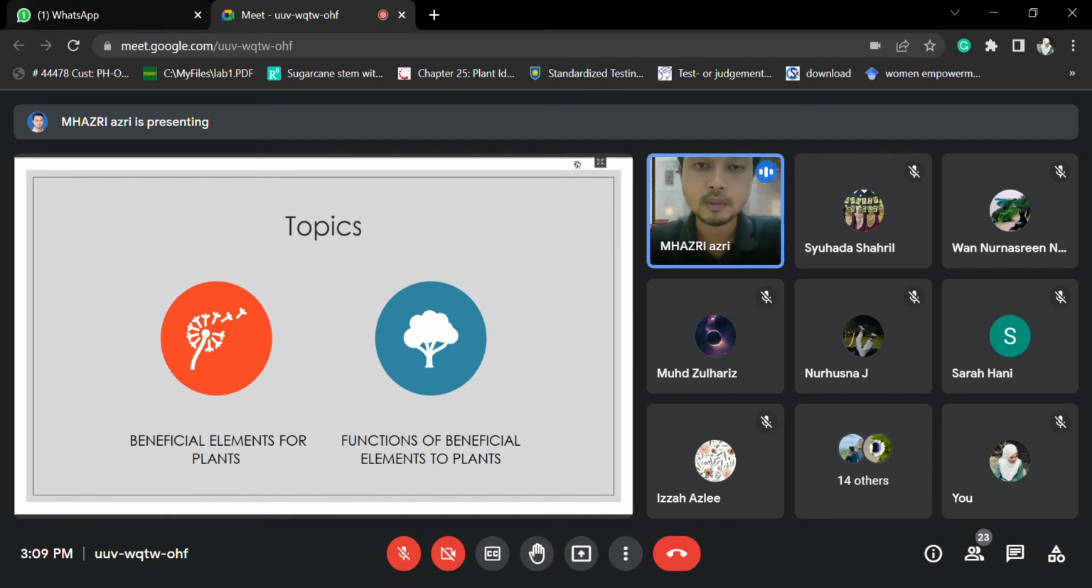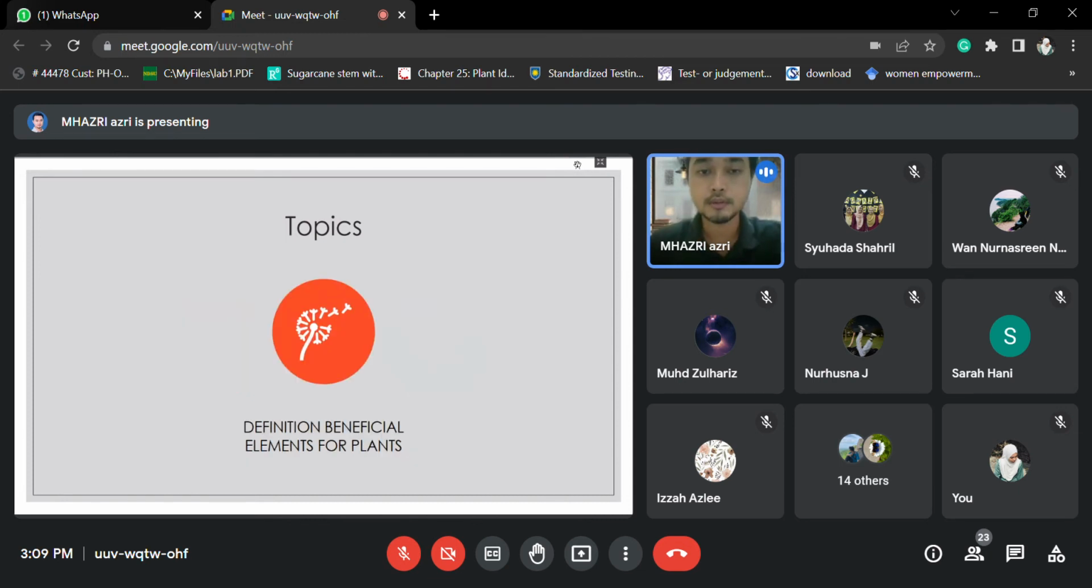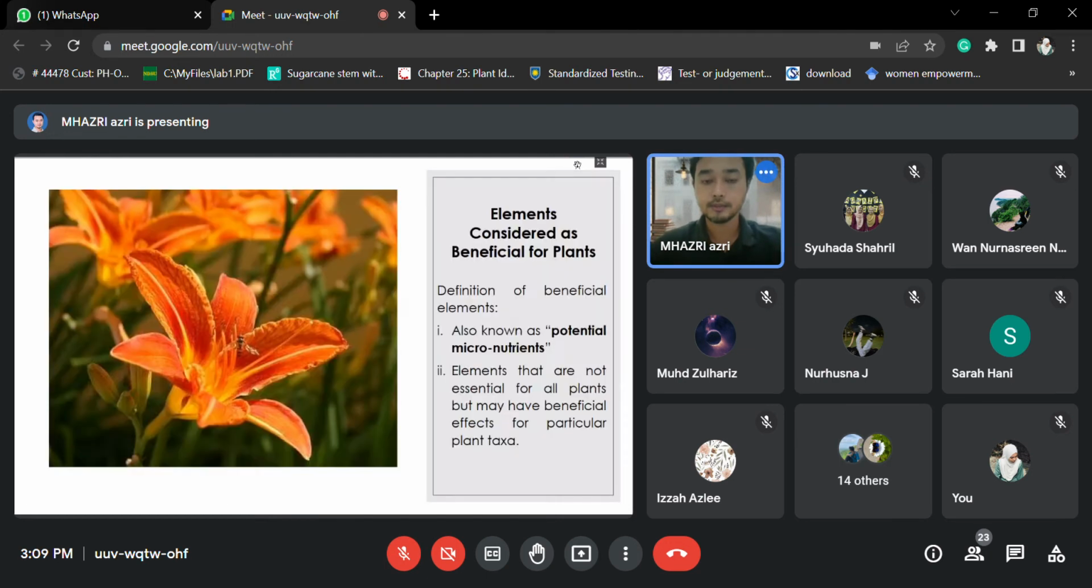Okay, and then we will also discuss the functions of these beneficial elements in plant, and what type of species of plant require these elements. So without further ado, let us continue with our first topic, the definition of beneficial elements for plant nutrition.